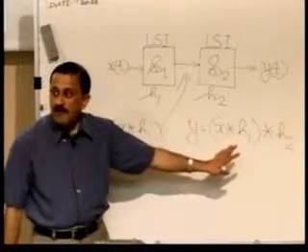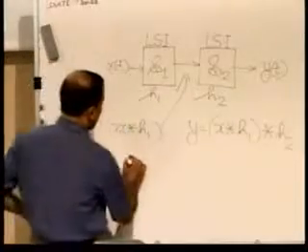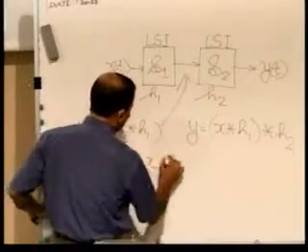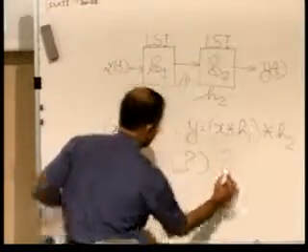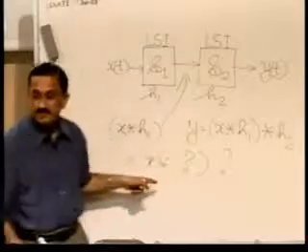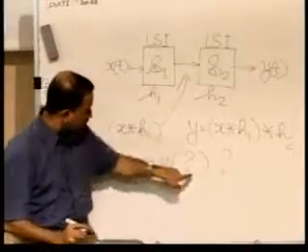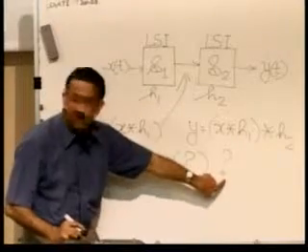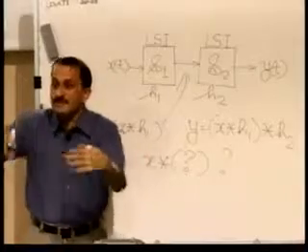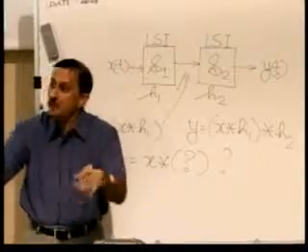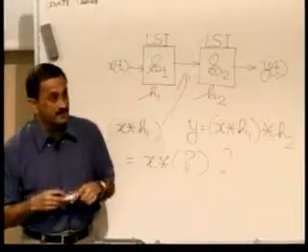Now, we naturally wish to ask, can this be regarded as x convolved with something? There are two points here. Can I replace this with x convolved with something else? That's the question first. And if so, what is that something else? There are two questions. We shall answer both those questions now.